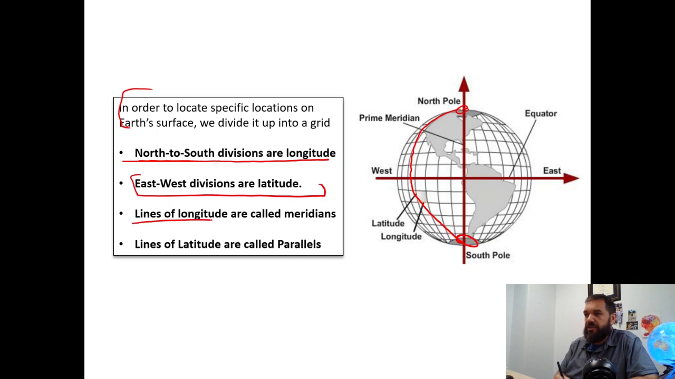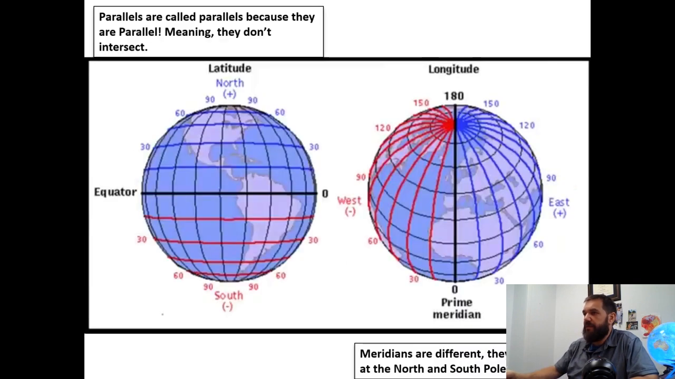So lines of longitude are called meridians. Lines of latitude are called parallels, okay? So here's a picture of different lines of latitude. They're shown in the red, right? Those are lines of latitude. They're called parallels. And these lines that are shown in red here are the lines of longitude. Those are called meridians. Okay, they go from pole to pole.